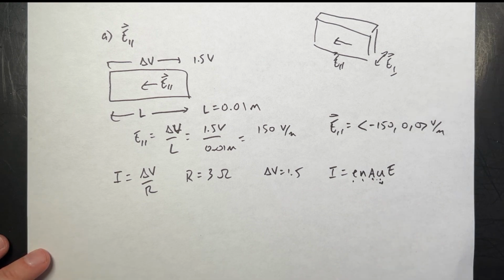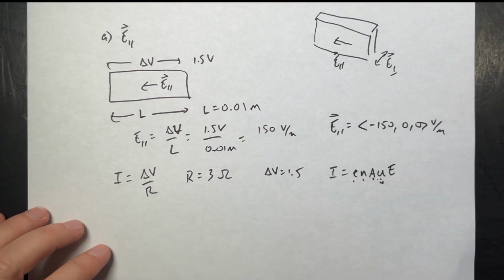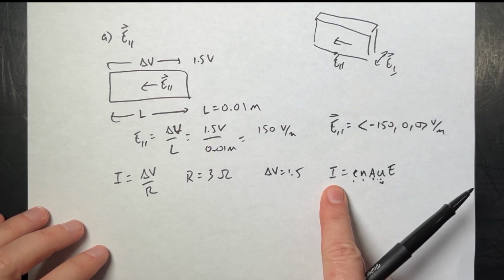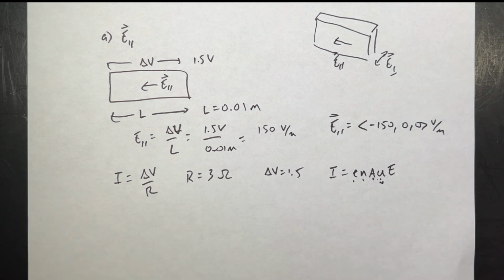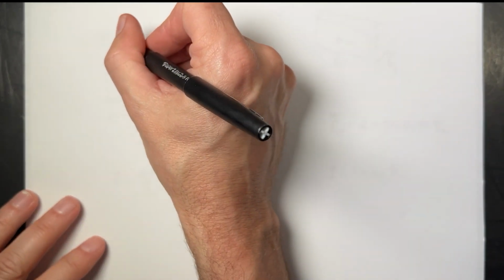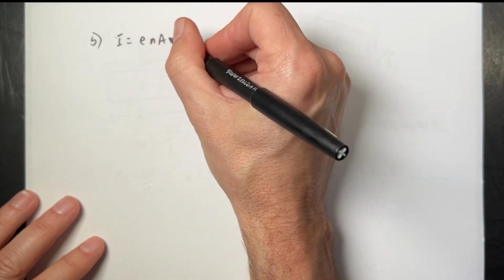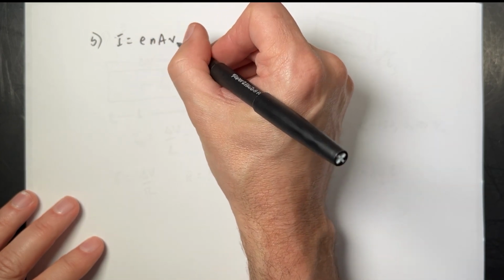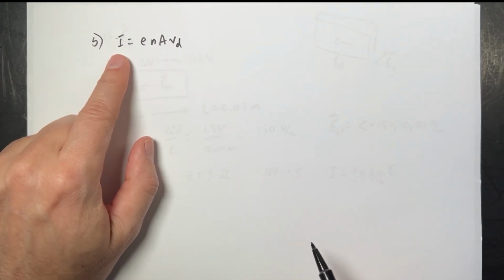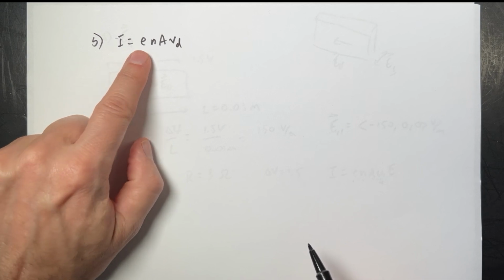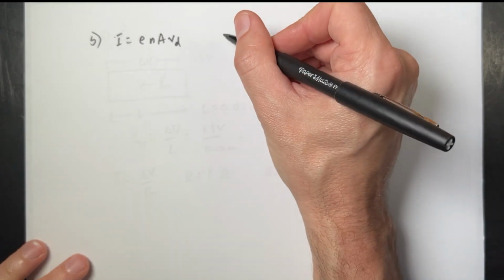Okay, let's move on to question B. What is the drift velocity of the charge carriers? Okay, so now I do need this, right? I can use this to find the drift velocity. So let's get a new piece of paper. No point scrunching it up. So B, I equals e n A v_d. So this is the relationship between the electric current in amps, the charge carrier density, the cross-sectional area, and the drift velocity. So I can solve for the drift velocity.